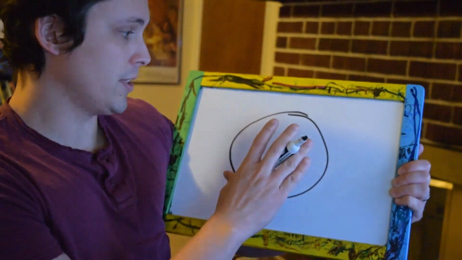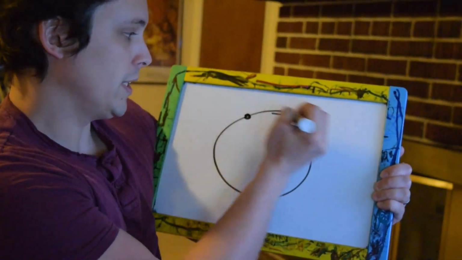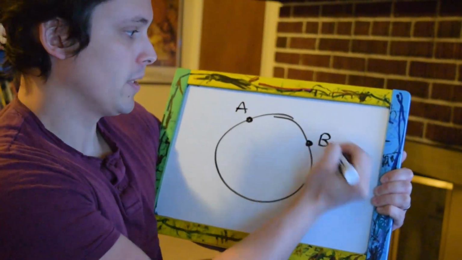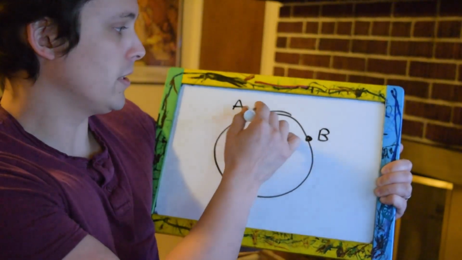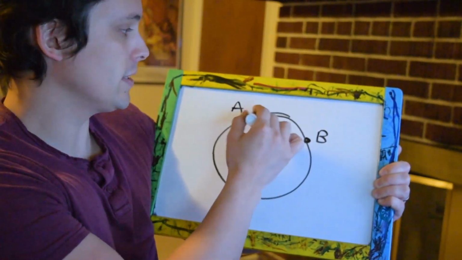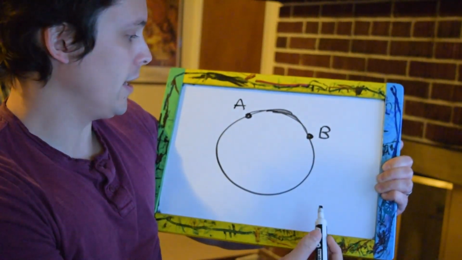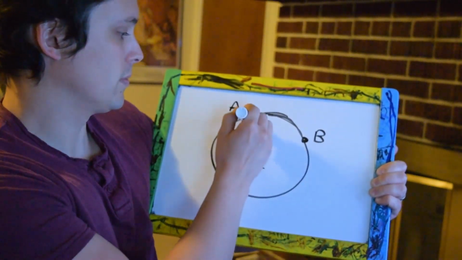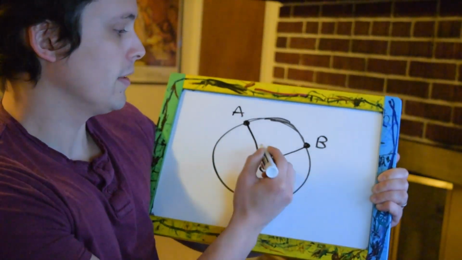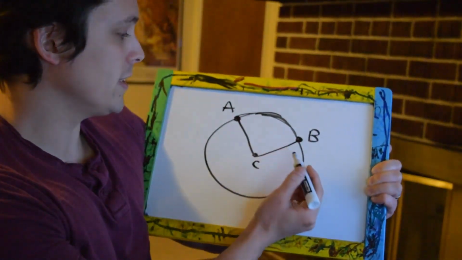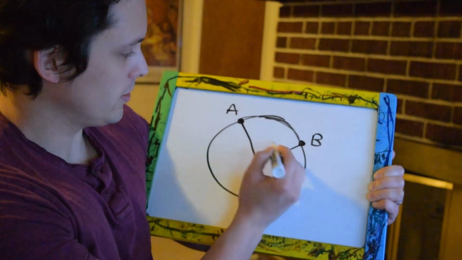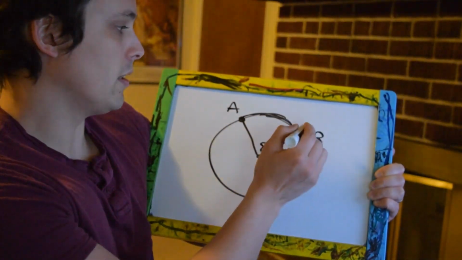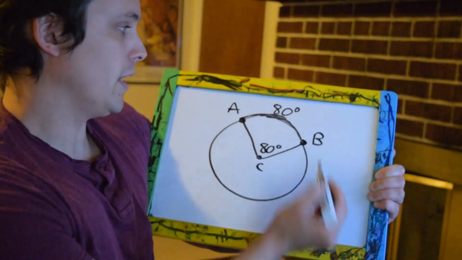So if you have a circle and I take 2 points on that circle, let's call those points A and B, then that is called, you could call this an arc. And if we had the center of the circle, this would form an angle. And whatever this angle is, let's just say that this is maybe like 80 degrees, then we could also call this arc 80 degrees.